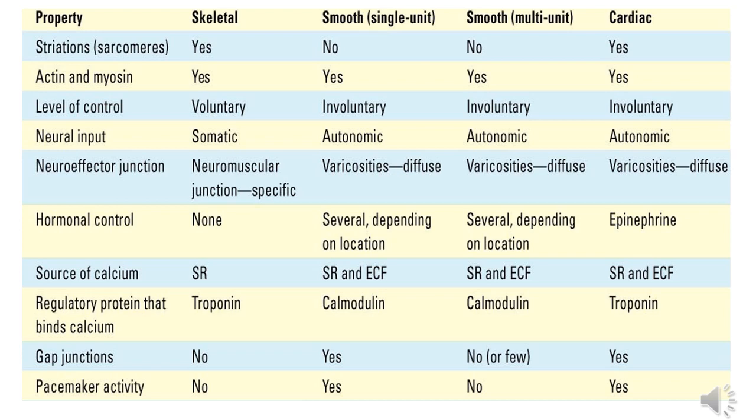Gap junctions are observed in the smooth muscles, specifically the single unit ones, and also in cardiac muscle, but not in the skeletal muscle or the multi-unit ones. Pacemaker activity, meaning those that reach threshold on their own without stimulation, is not observed in skeletal muscle or the multi-unit smooth muscle, but we see this in the single unit as well as some of the cardiac muscle cells. For now, we'll end here.